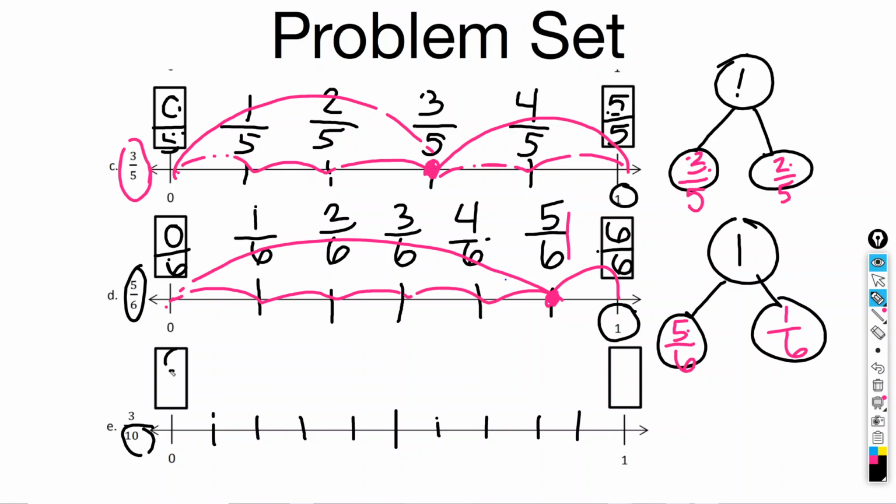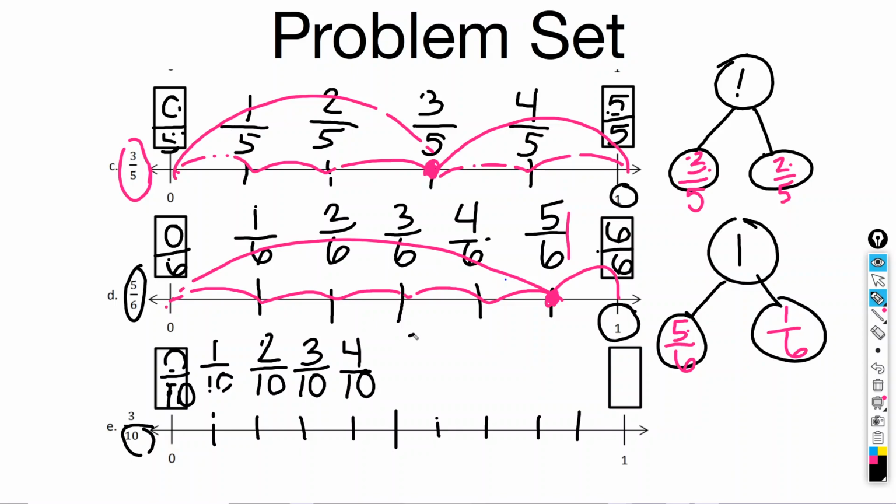I'm going to start over here. First I have 0 pieces. Oh, my pen is not writing. Out of 10, which is 0/10. 1/10. 2/10. 3/10. So I'm labeling each line.